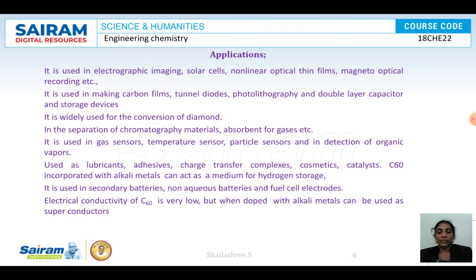It is used as lubricants, adhesives, charge transfer complexes. It is used in cosmetics, catalysts, and C60 incorporated with alkali metals becomes a medium for hydrogen storage. It can also be used in secondary batteries and non-aqueous batteries, and in fuel cells as electrodes. And when it is doped with alkali metals, it also becomes a very good superconductor.